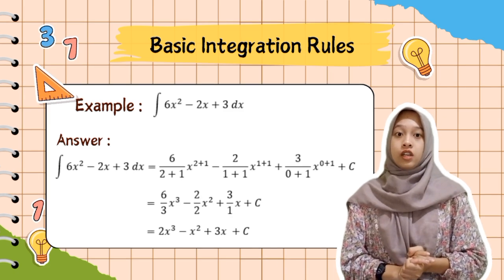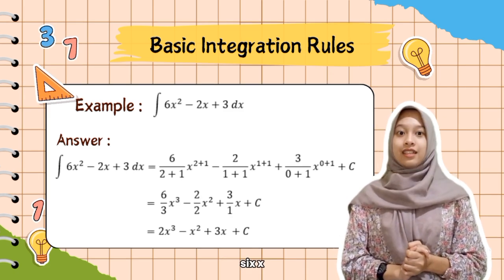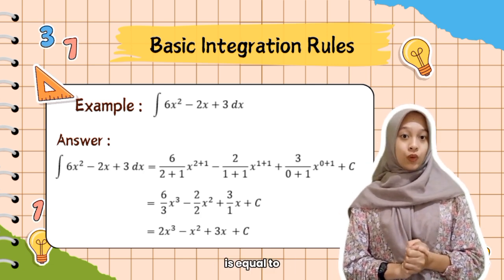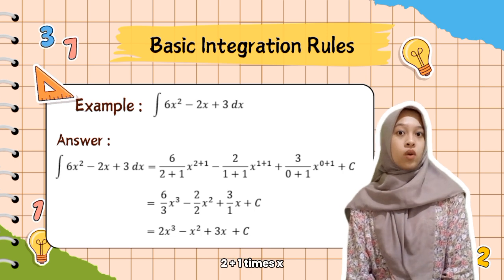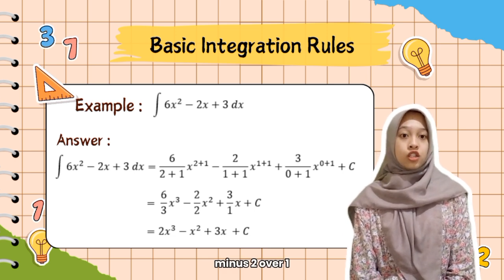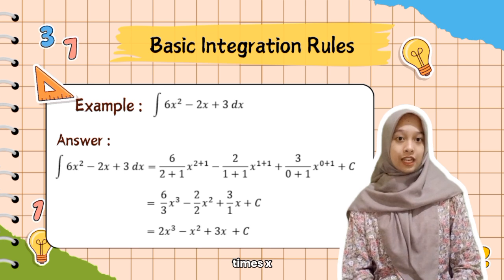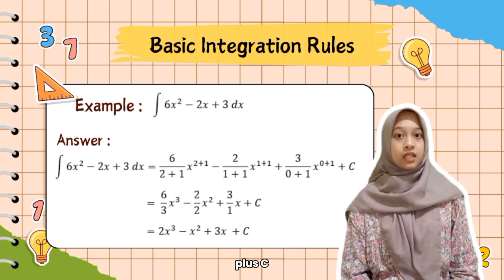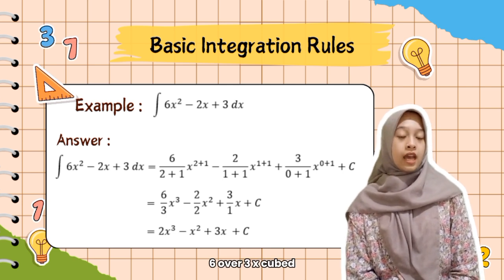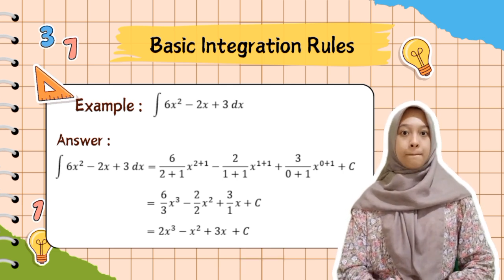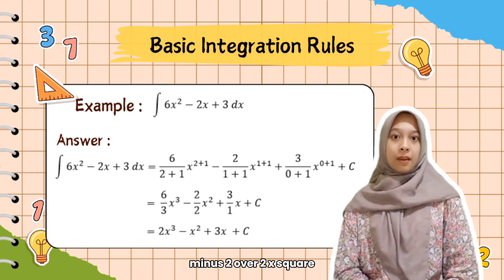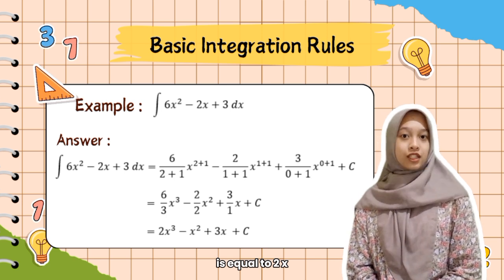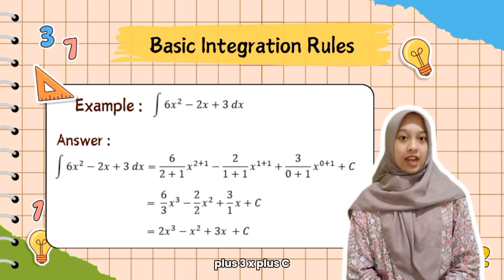We have the integral of 6x squared minus 2x plus 3, which is equal to 6 over 2 plus 1 times x to the 2 plus 1, minus 2 over 1 plus 1 times x to the 1 plus 1, plus 3 over 0 plus 1 times x to the 0 plus 1, plus c. This is equal to 6 over 3 x cubed minus 2 over 2 x squared plus 3 over 1 x plus c, which is equal to 2x cubed minus x squared plus 3x plus c.